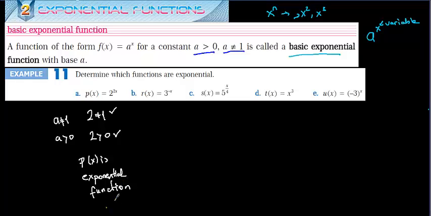Second one, Rx. Is it exponential function? To the power of minus x, it says. The power actually can be negative. This is not important for us. The base 3 is greater than 0. Yes. And 3 is not equal to 1. Yes. Both of the conditions are satisfied. So Rx is exponential function.